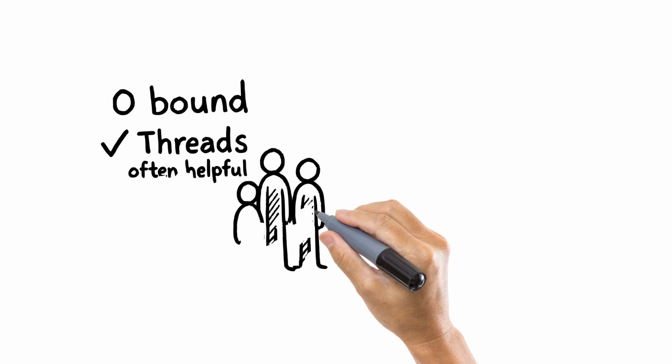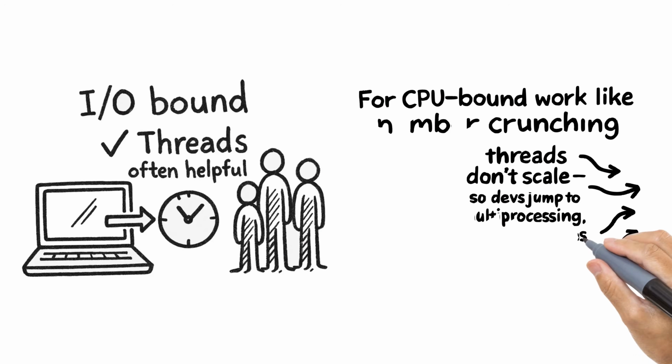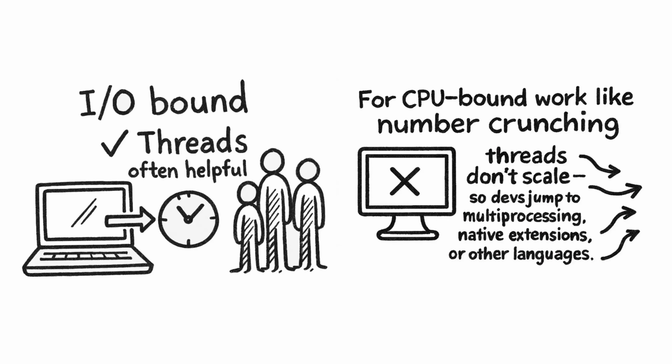You have probably heard this rule of thumb. For IO-bound work, like networking or file reads, threads help. For CPU-bound work, like number crunching, threads don't scale. So devs jump to multiprocessing, native extensions, or other languages.